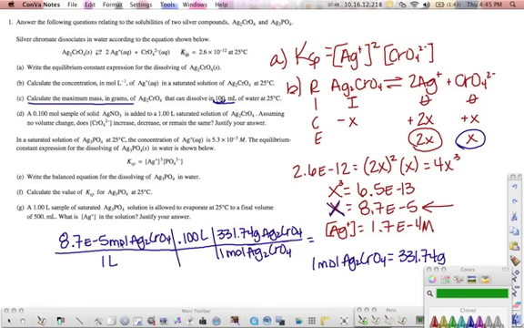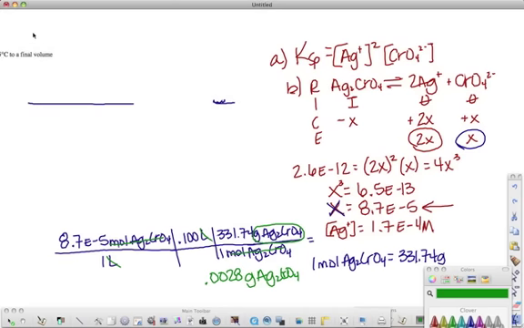I'll switch colors yet again. And our moles of silver chromate are gone. Our liters are gone. And we are left with grams of silver chromate, which is exactly what the question asked for. So you work this out, calculate it, and you end up with 0.0028 grams of silver chromate. Whoa, forgot the R, my bad. So that's C. Now I'm going to move this out of the way so I can get things cleaned up and move on to D. It's going to come back, I promise, don't worry.